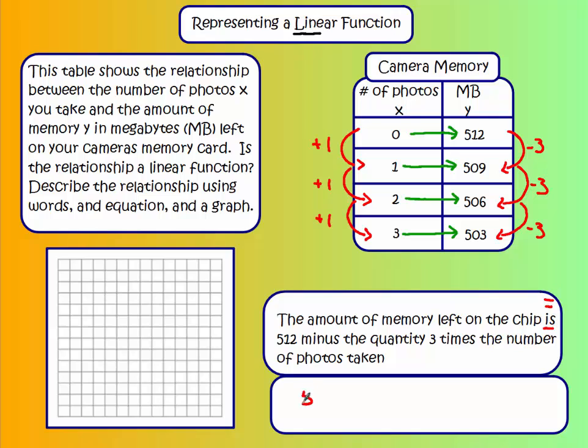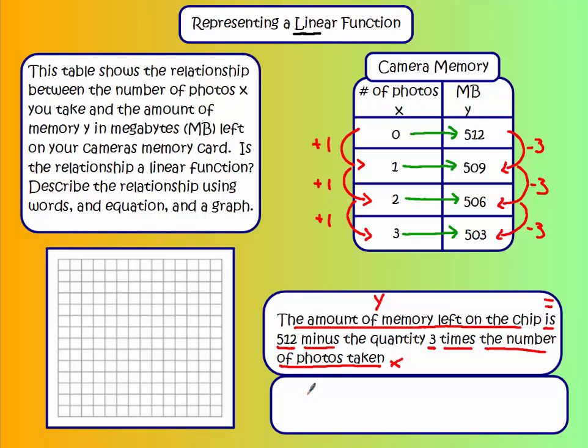So the amount of memory is going to be y. Right? The amount of memory left on the chip. This is the y column, the range column. So y is, and then I have 512 minus the quantity. Whenever you see the quantity, it means it's going to be multiply, and it's whatever comes next. So 3, and it already says times the number of photos taken. The number of photos taken is x.